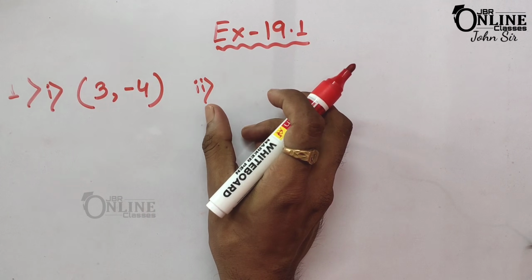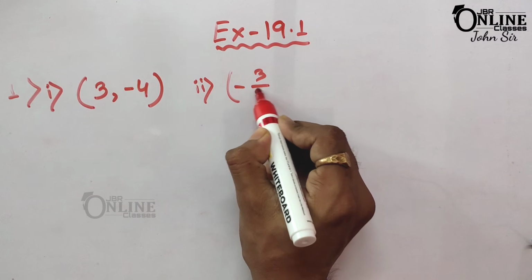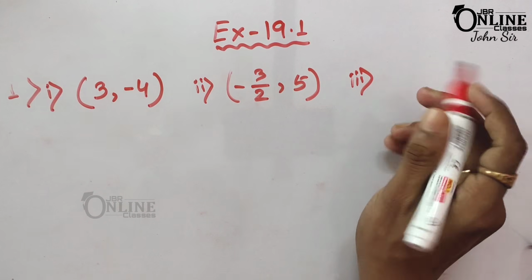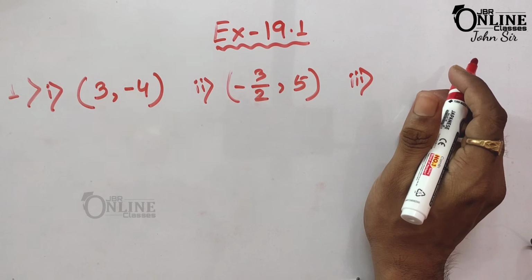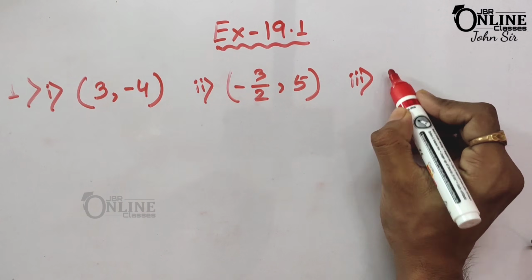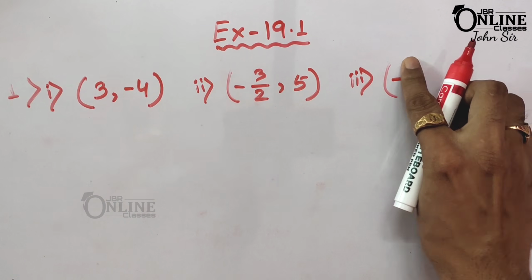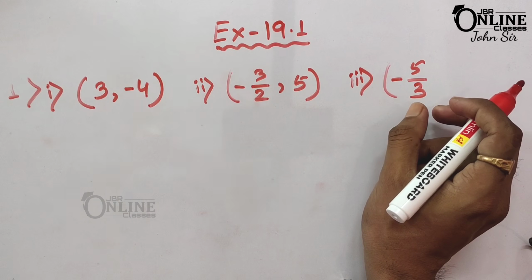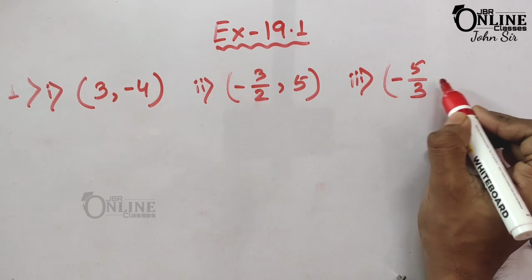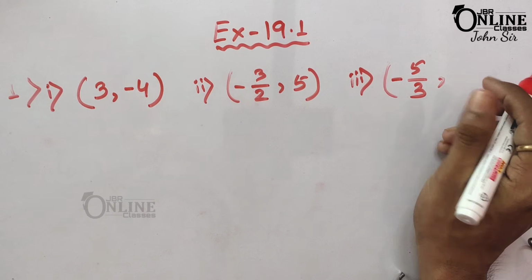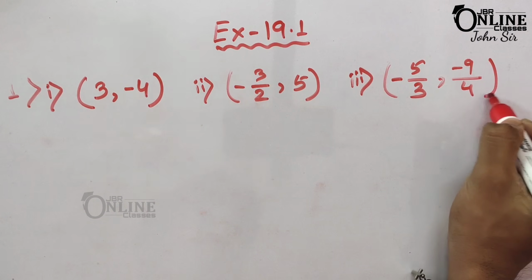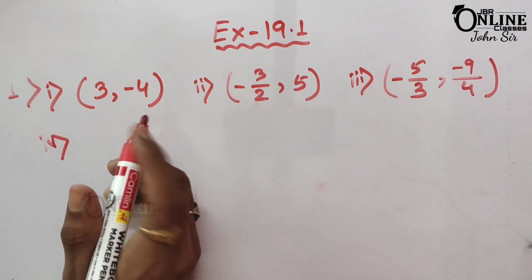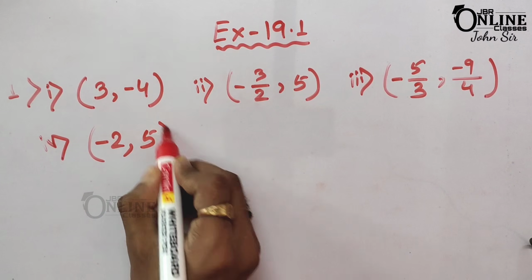Now the next one, number 2: abscissa is -3/2 and ordinate is 5. So this is your ordered pair. Third, abscissa is -1 2/3, so you can write it as -5/3, because -1 2/3 is -5/3. And the next one is -2 1/4, which equals -9/4. Now the fourth one, whose ordinate is 5 and abscissa is -2. So -2 as abscissa and ordinate 5.